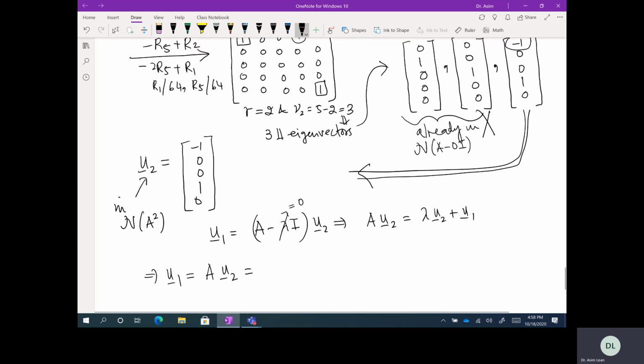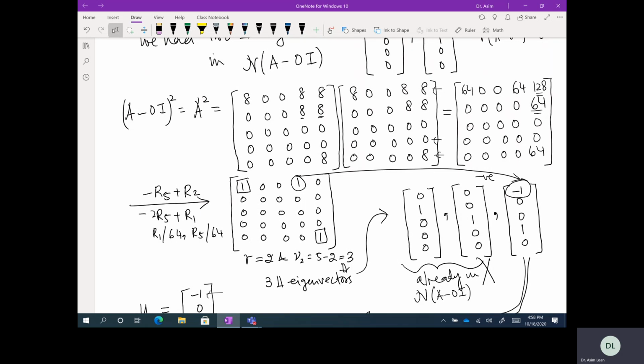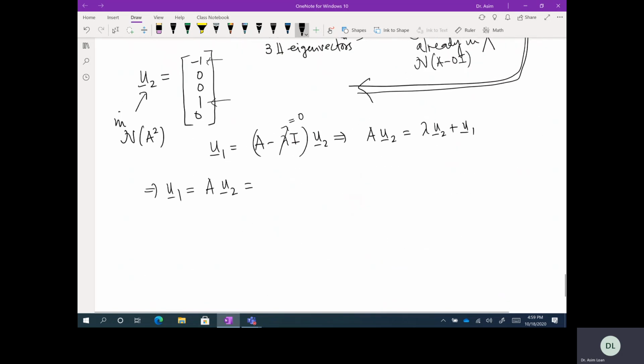And what is A U2? So I am picking the fourth column and subtracting the first column from there. So picking, where is A? So this A. So picking the fourth column and subtracting this one there. So 8 minus 8 is 0. And so we have 0, 8, 0, 0, 0.